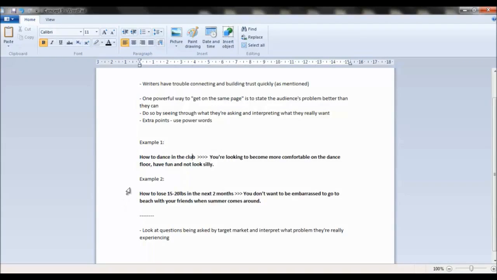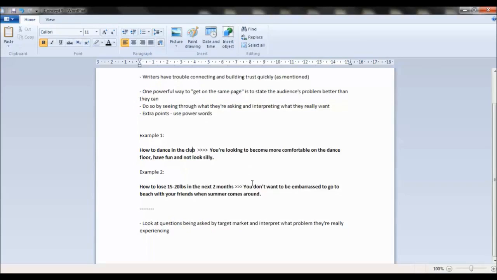So how to lose 15 to 20 pounds in the next 2 months. What are they really asking for? So stating the problem in a way that really hits home and touches upon the emotions, it's a lot more hard hitting, and it's going to resonate, and it's going to help you get on the same page with your target audience. So again, how to lose 15 to 20 pounds in the next 2 months translates into, you don't want to be embarrassed to go to the beach with your friends when summer comes around, right? So bottom line, look at the questions being asked by your target market, target audience, and interpret the problem that they're really experiencing.